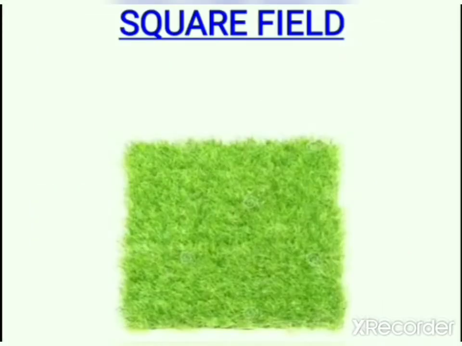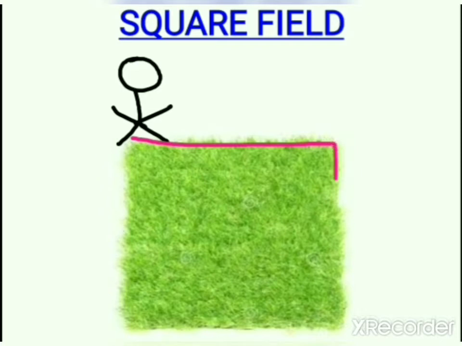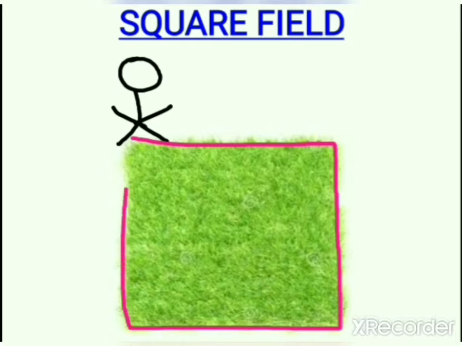This is a square field, meaning it is a field of square shape, and you are standing at any one point on its boundary. You are standing here and you started moving along its boundary. After some time, you reached the point from where you started. So you covered one round of this field.